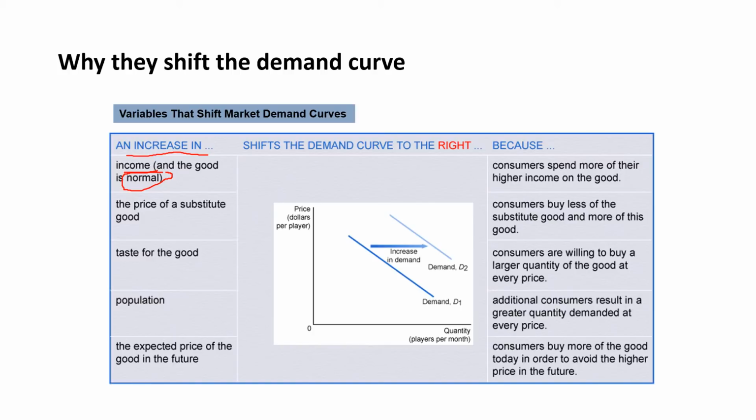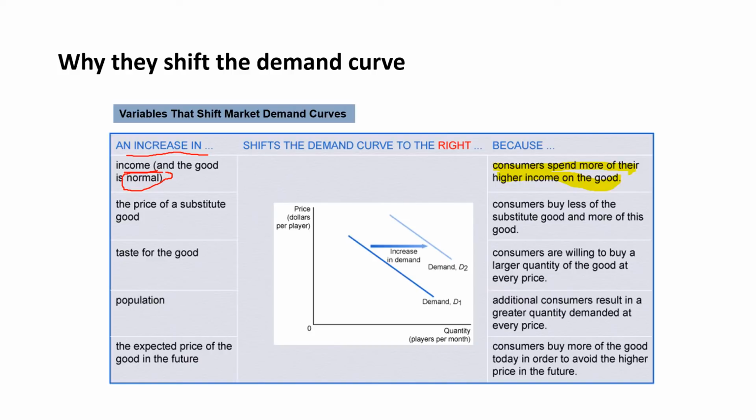So over here, when your income is increased, what will happen? Your demand for normal goods will increase. Why does it increase? It will cause a shift to the right because consumers spend more of their higher income on these products. Okay, the price of the substitute goods.